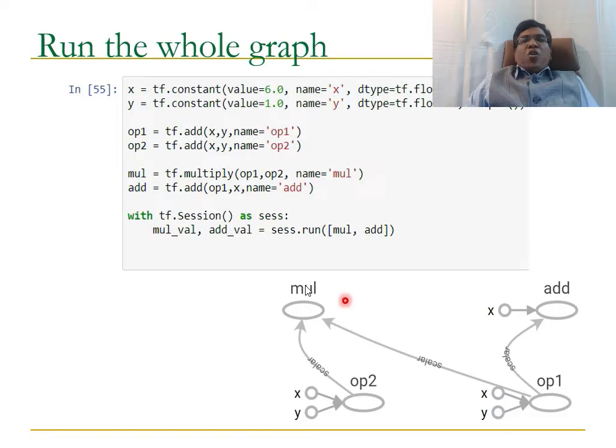Running the whole graph. When session.run is executed, both mul and add are computed because of this command. Here both mul and add are computed based on this command. This way the whole graph also gets executed.